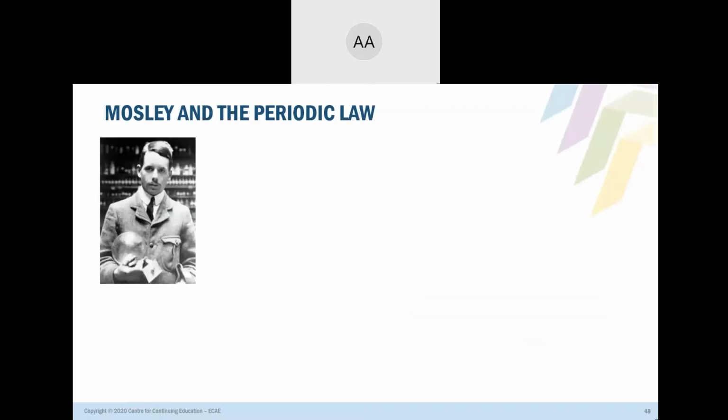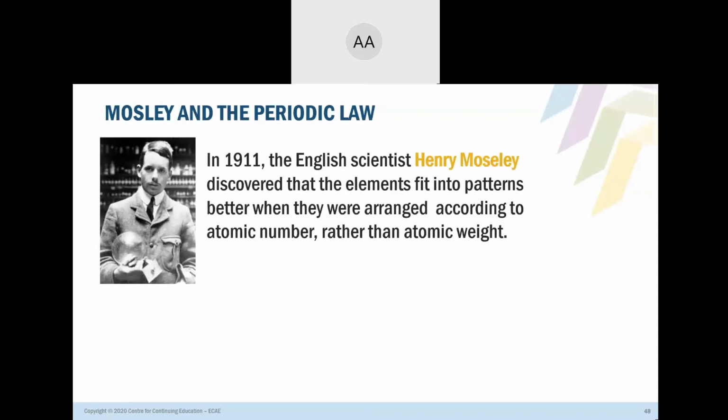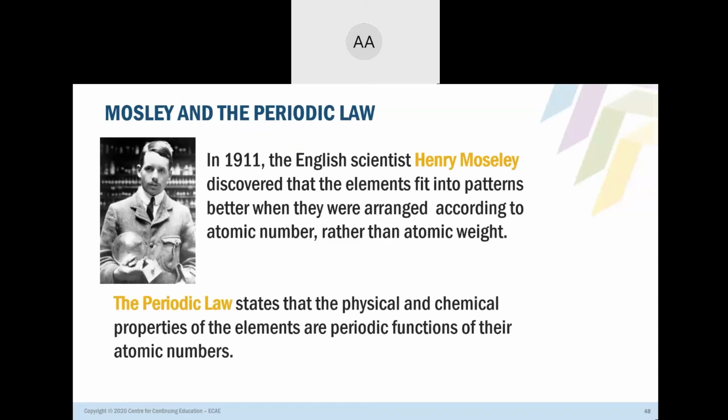After Mendeleev's work, we then had some further development that we'll look at today with Moseley. And in 1911, the English scientist Henry Moseley discovered that the elements fit into patterns when they are arranged according to their atomic number rather than their atomic weight. And that is when we came up with the periodic law that states that the physical and chemical properties of the elements are periodic functions of their atomic numbers. Now, what does this mean to us today?